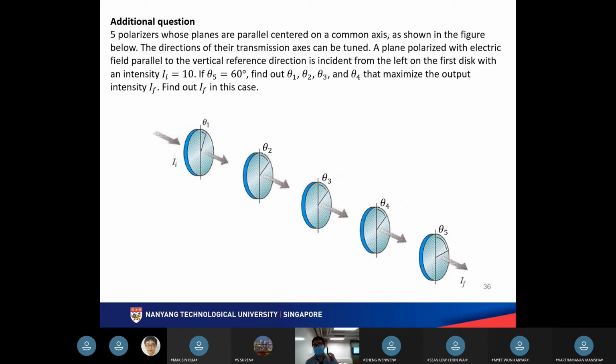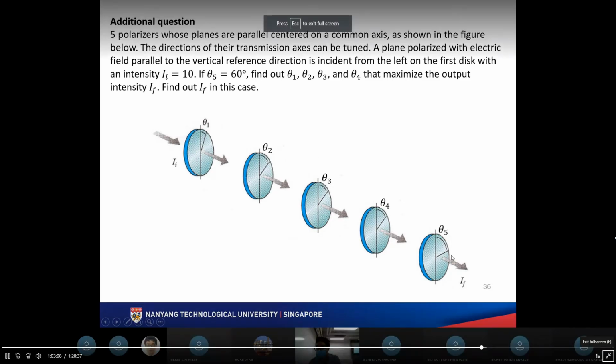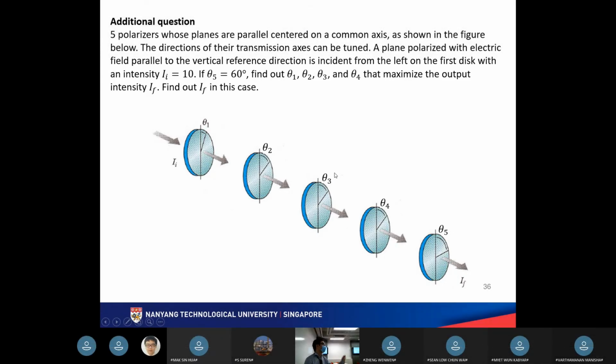Now instead of having 2 or 3 polarizers, here I have a series of 5 polarizers. I set my output angle theta 5 equal to 60 degrees, which means I still want to rotate the incident light's electric field by 60 degrees. Now I want to maximize the output intensity. I want you to determine at what angles theta 1, theta 2, theta 3, and theta 4 should be oriented so that I can get the maximized output, and what is the maximized intensity?